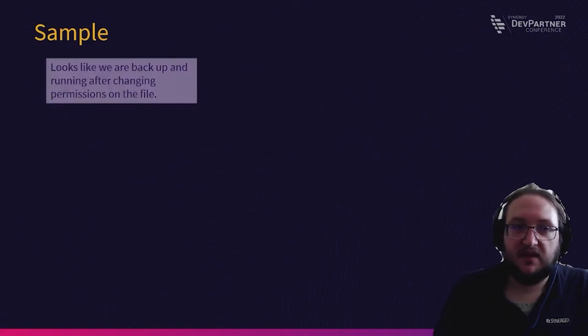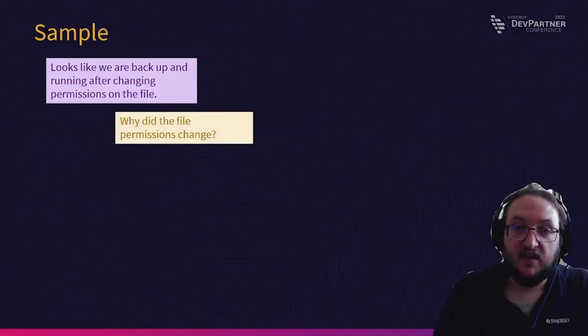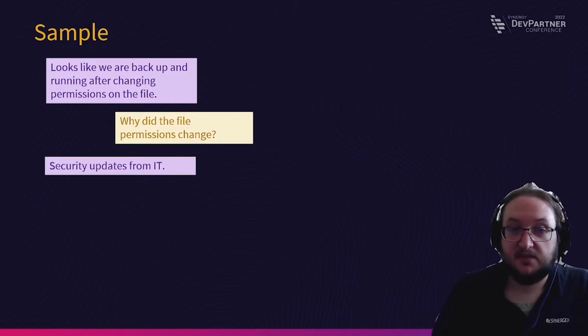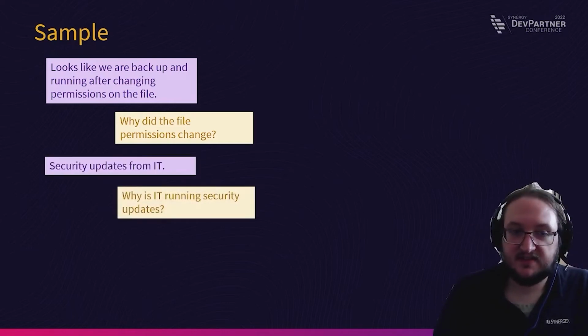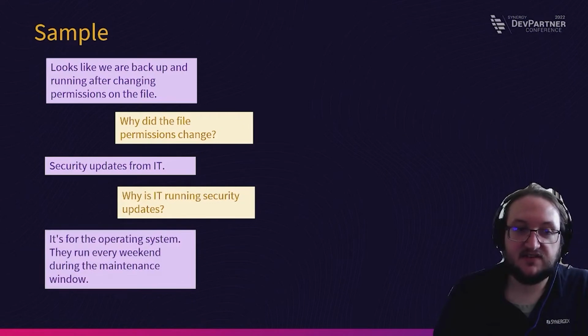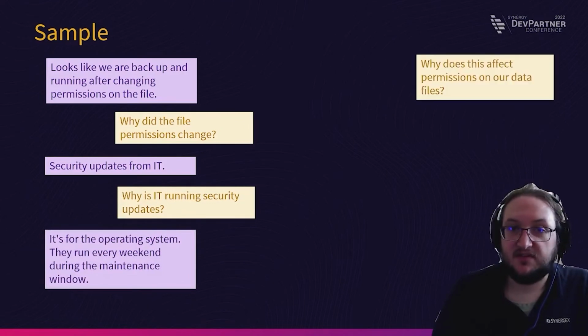So a sample of what we're talking about here is, instead of looks like we back up and running after changing permissions on the file. So why did the file permissions change, right? So we start looking at the broader sense, because this crisis is over. We start asking the whys. Security updates from IT. Why is IT running security updates? It's for the operating system. They run every weekend during the maintenance window. Why does it affect permissions of the data files?